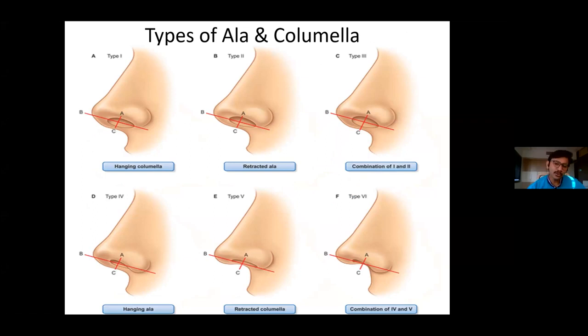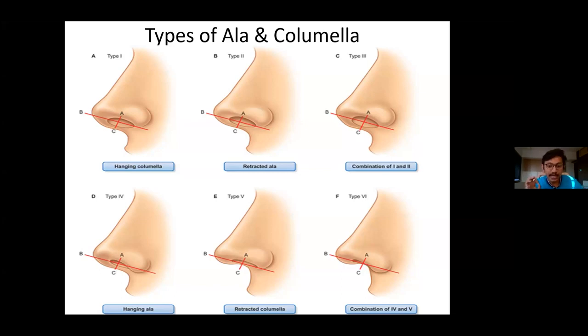You must also study the columella and the type of ala. For that, on your patient's photograph, you have to draw a line like this. This line B. If this is more than 1 millimeter, then it is a hanging columella. If the part which is above this line is more, then it is due to ala retraction, or there can be a combination of both these things.